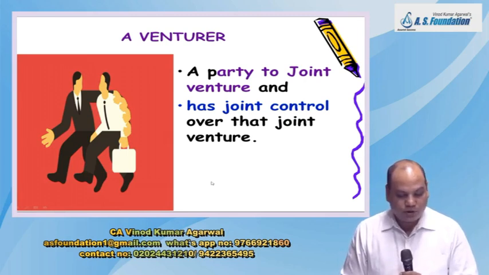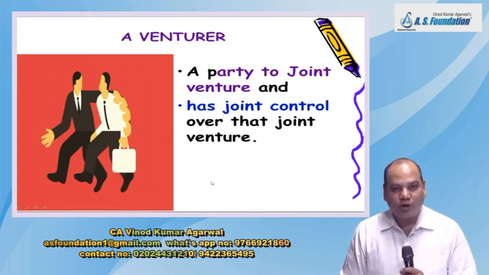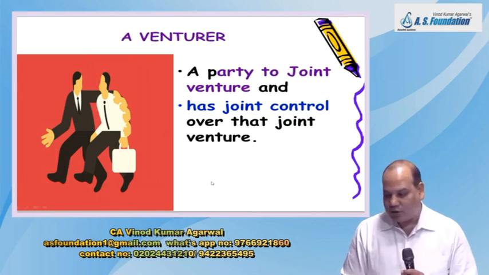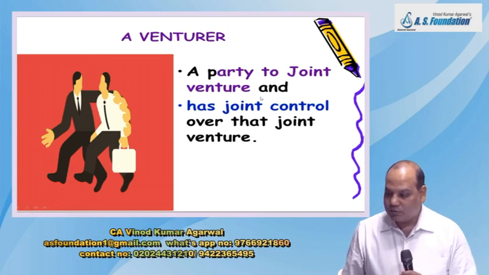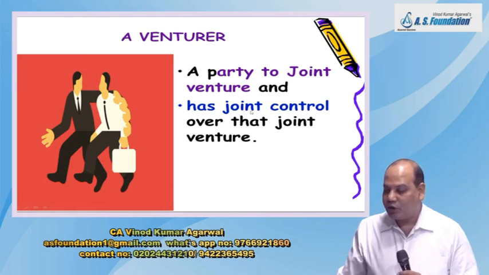We have to see whether the parties to the joint arrangement, those who have joint control, have a stake in the net asset, or will they claim separate asset and liabilities? Now, who is a venturer? A venturer is a party to the joint venture, but at the same time he must have joint control over that venture. That means he must have control along with some other venturer, and together they must take the decision unanimously.